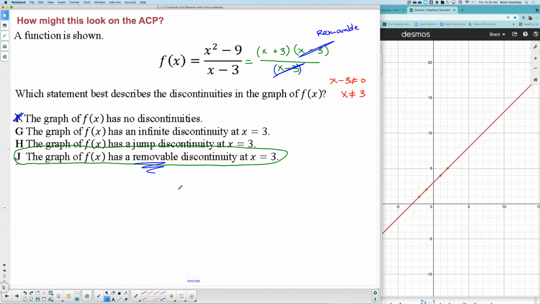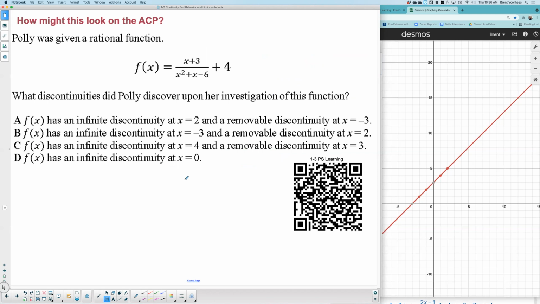Okay, there's that problem. And we got one more here. Pauly's given this function. I gave you this DOL on X method day, and I said, hey, I know you don't know the vocabulary, but this is how we use X method. So this problem is incorporating what we learned today and X method day. This time I'd have to factor the denominator. So I'm going to factor this real quick.